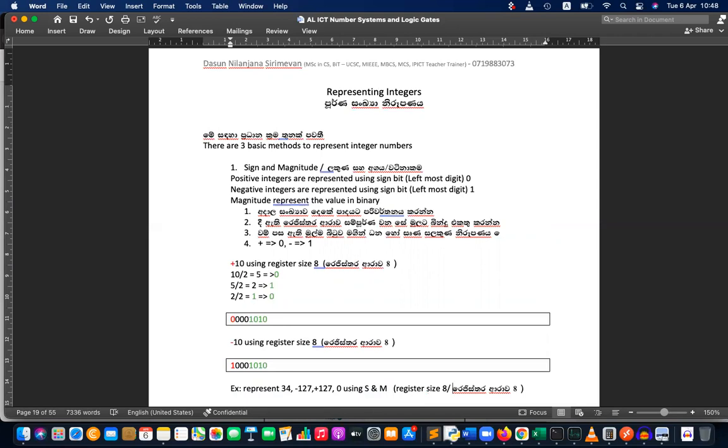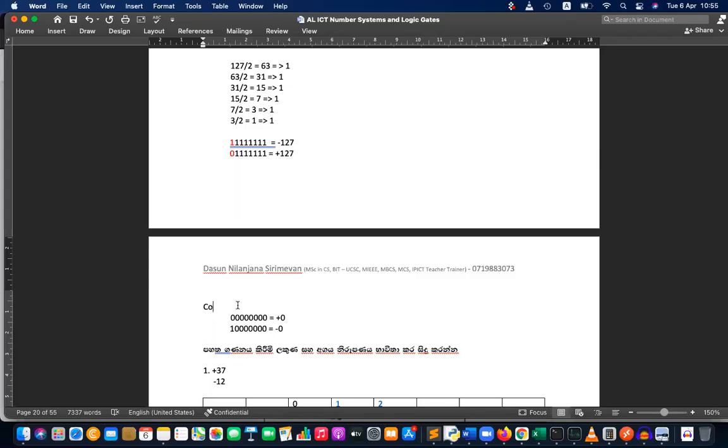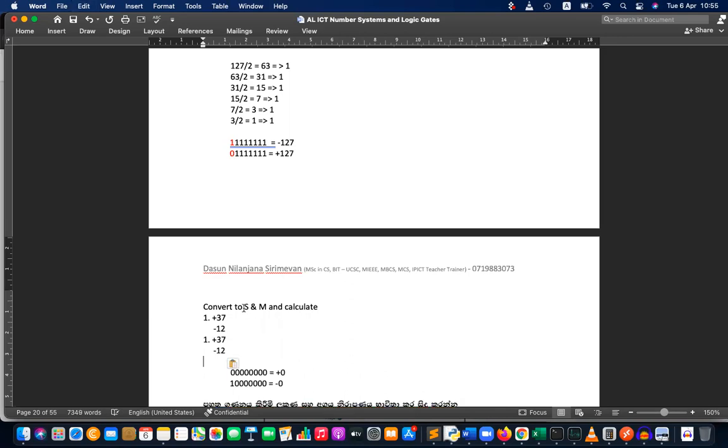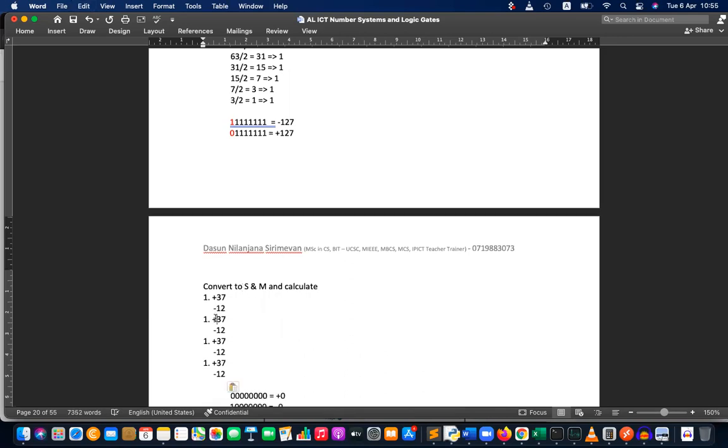Write the question and do this quickly. Convert to SNM, sign and magnitude, and calculate this one, and this one. The first one, the second one is this, the third one is this, and the fourth one is this.